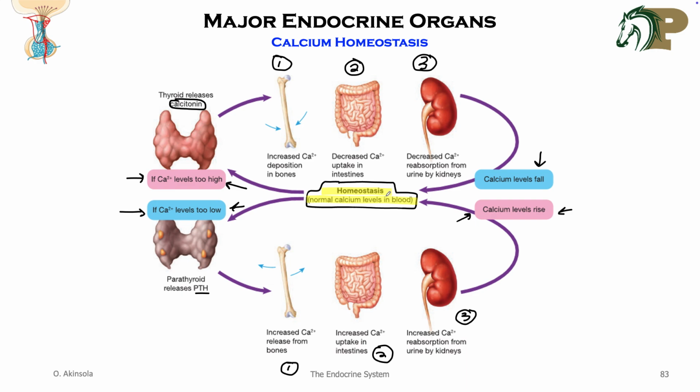Okay? So even though calcitonin and PTH act in direct opposition to one another, by their combined effects, it can be said that they actually work together to keep calcium levels normal.